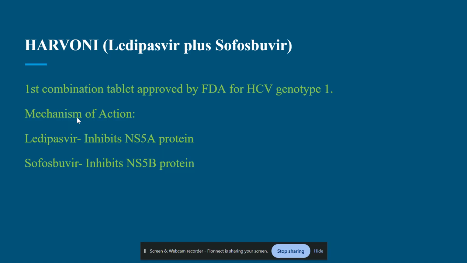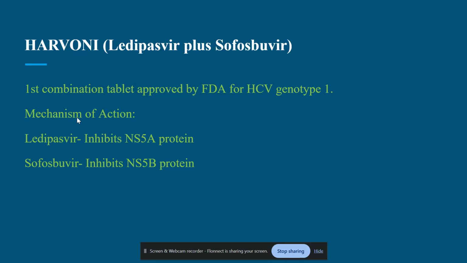Harvoni is a combination drug of two components, ledipasvir plus sofosbuvir. It is the first combination tablet approved by the FDA for HCV genotype 1, specifically genotype 1A. Its mechanism of action is that ledipasvir inhibits the NS5A protein, and sofosbuvir inhibits the NS5B protein, and in this way they stop the replication cycle.